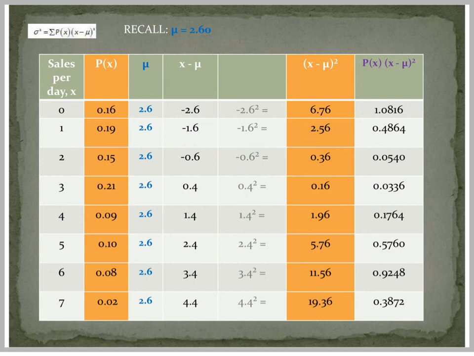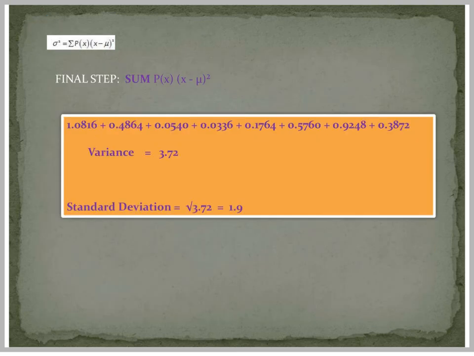Once that column is filled in, I'm at my final step, finally, which is to sum up all of those values. Notice that sideways E? That is to sum up all of these values right here. And that's going to be our variance. So if we add up all of those values that we just calculated, we'll have our variance. So adding all those up, we get a variance of 3.72.